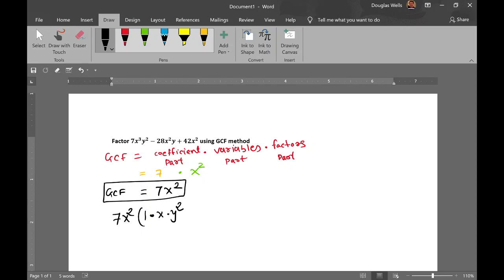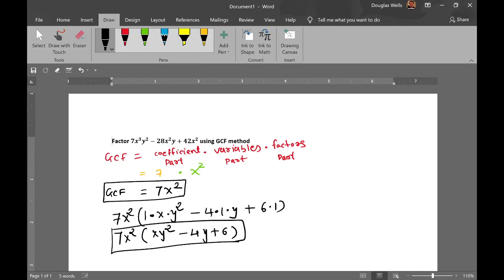7 times what is negative 28? Negative 4. X squared times what is x squared? Just 1. And times y. Last term. 7 times what is positive 42? 6. X squared times what is x squared? 1. Let's simplify this little more. 1 times x times y squared, xy squared. Minus 4 times 1 times y, negative 4y, and positive 6. This is our answer to that particular question.